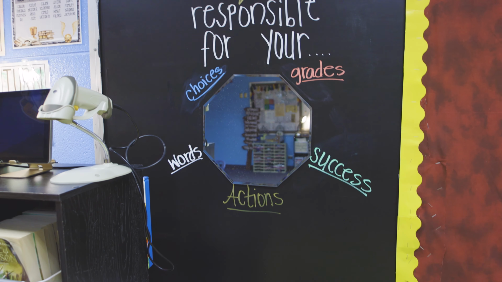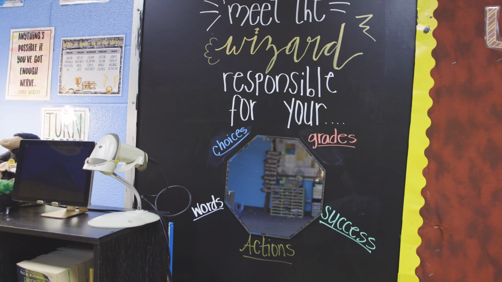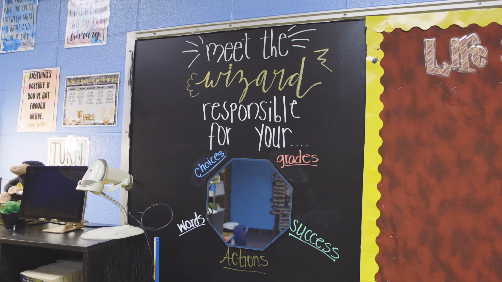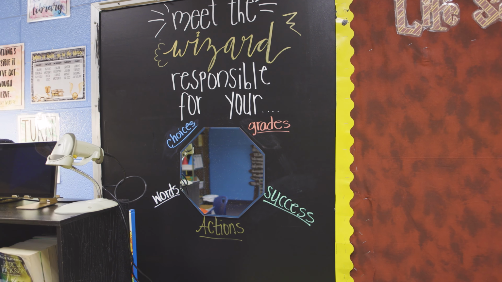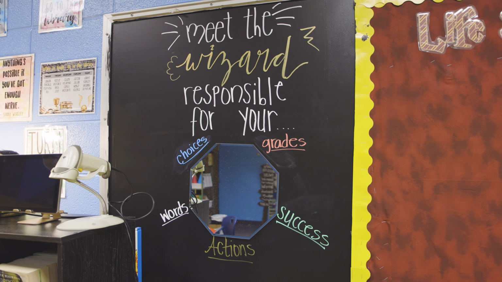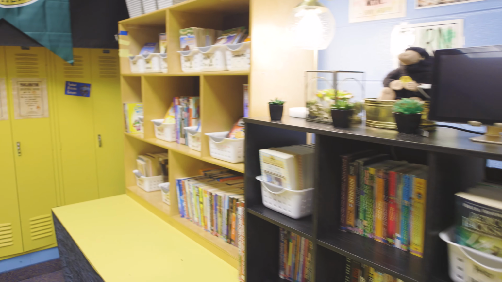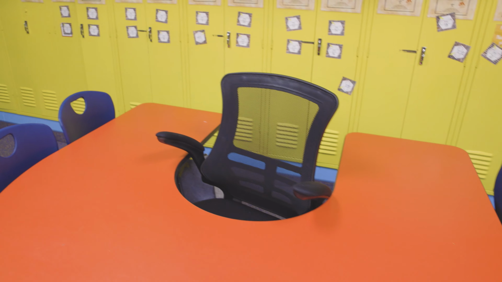We have this section right here, just to help the kids know that they are the ones that are responsible for the choices that they make and their success and their grades and their actions. They're the ones that are responsible, and so they need to take personal responsibility for it. Classroom library again. My lockers, this is a small group table for my support teacher.